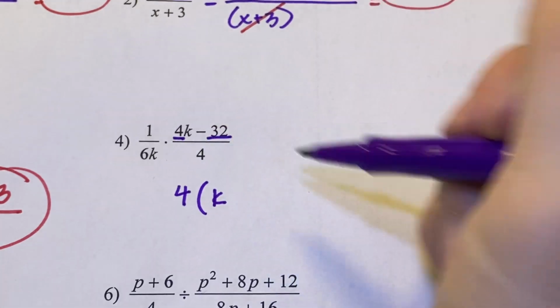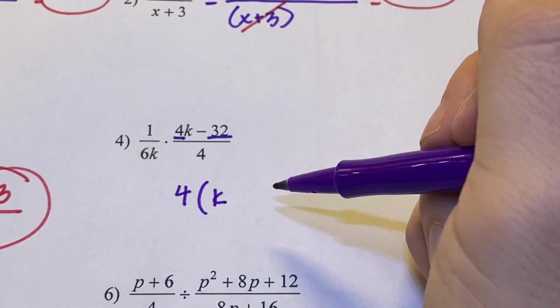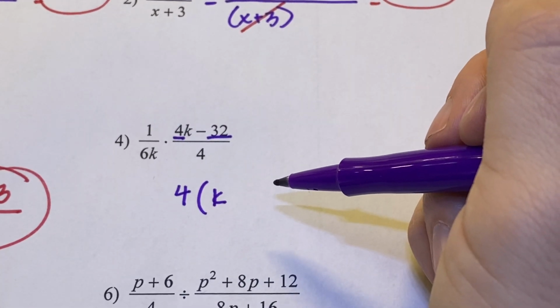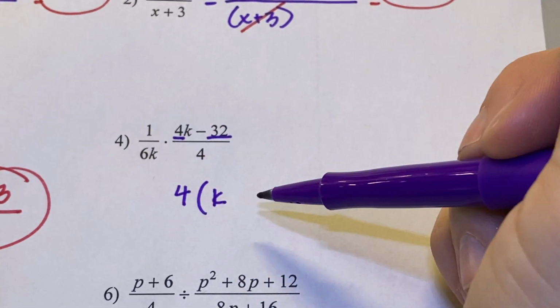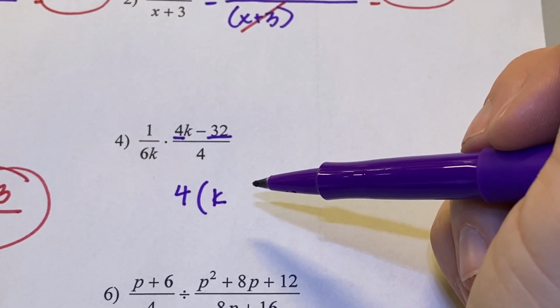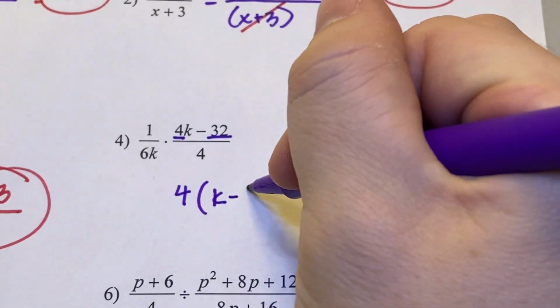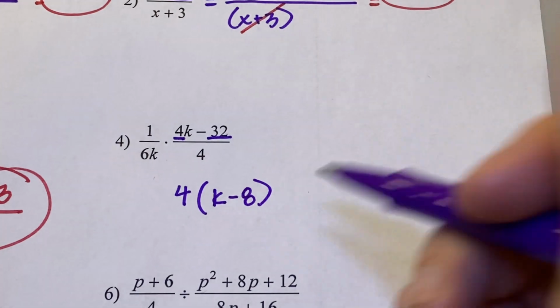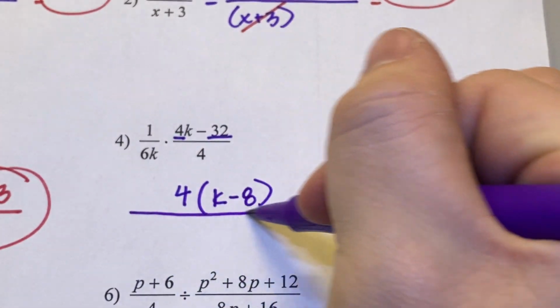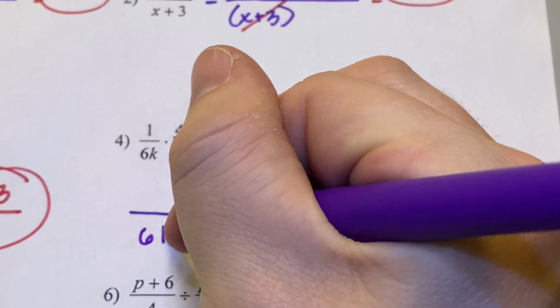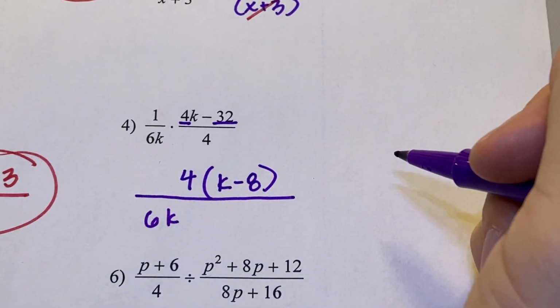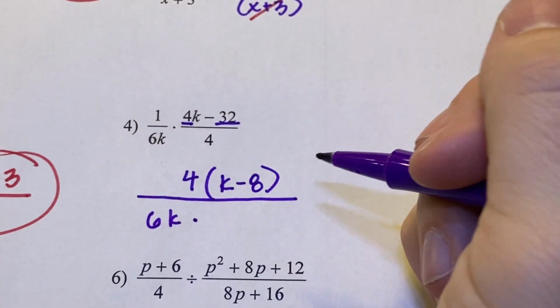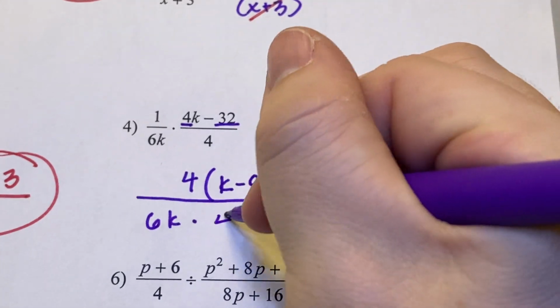Okay. What's negative 32 divided by the 4 we took out? Oh, that's 8. Negative 8. So now we have our other denominator, which is just 6K. Can't really factor it, so it's just going to stay 6K. And then 4.